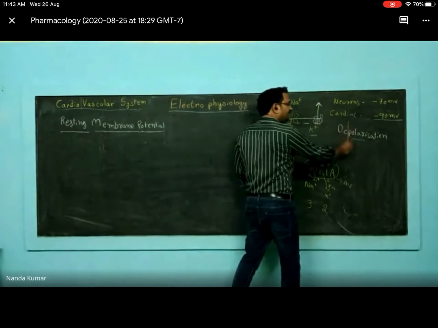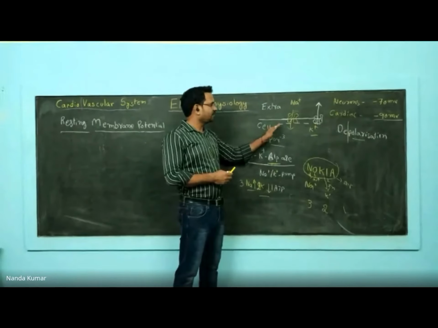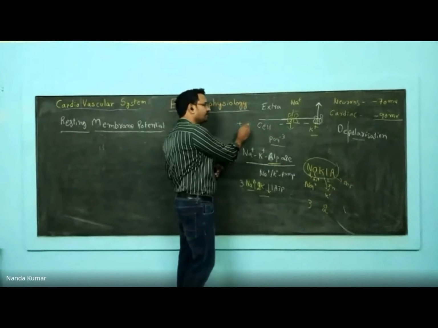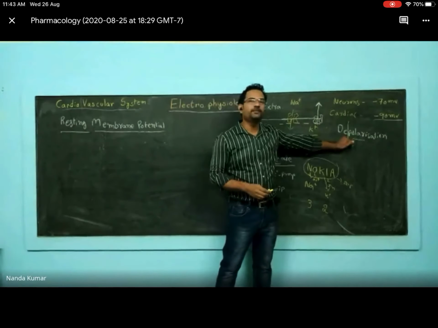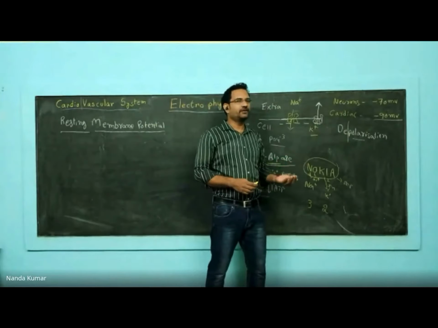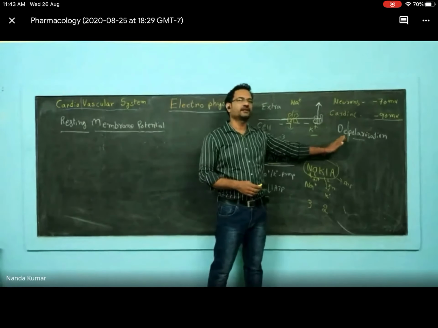Now, the moment you say D, it is the opposite. If the polarization of the cell inside, the negative, is converted to positive, this process is called depolarization. Normal polarization is negative. Instead of negative, if the cell gets a positive charge, it is called depolarization.